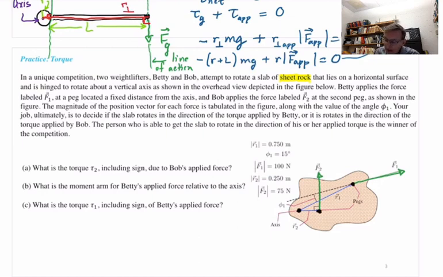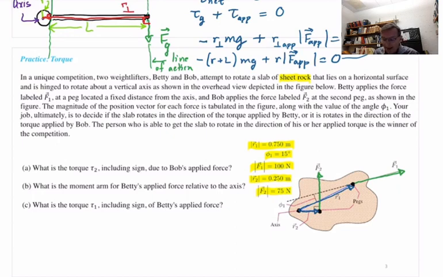The magnitude of the position vector for each force is tabulated in the figure. There's the position vector for Betty's force, R1, and we're given its magnitude, 0.750 meters. We're also given the magnitude of F1, 100 newtons. There's an angle phi1, you see it in the picture there, we're told that's 15 degrees. Then there's a position vector for force 2. It goes out from the axis to where F2 is acting, it's right there. That's labeled R2. We're told its magnitude is 0.250 meters, and that the magnitude of F2 is 75 newtons.